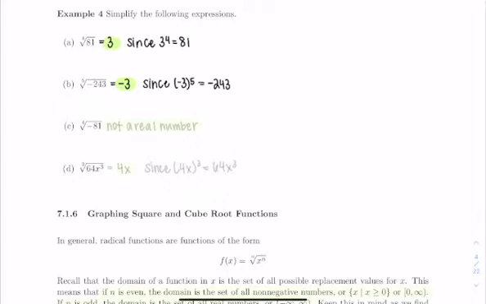What about the 4th root of negative 81? Now my index is even, which means I have to have a non-negative number, but negative 81 is negative. So this is not a real number.